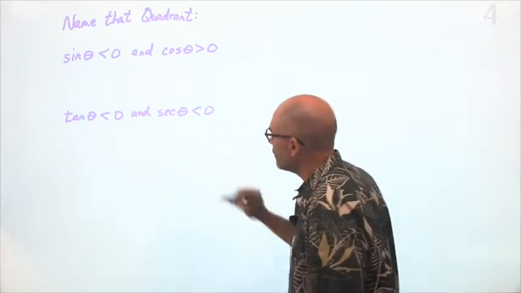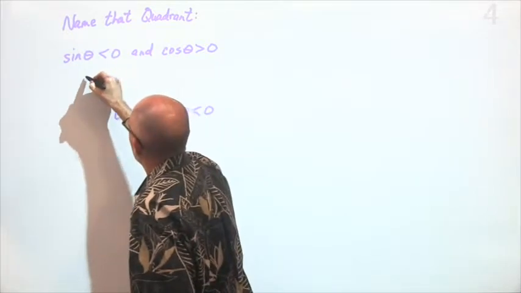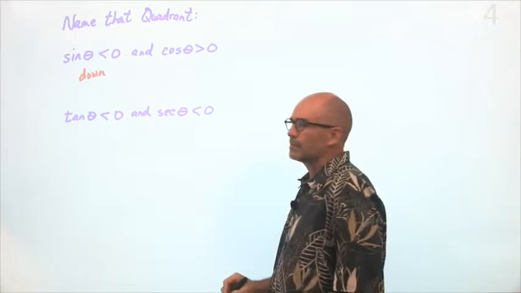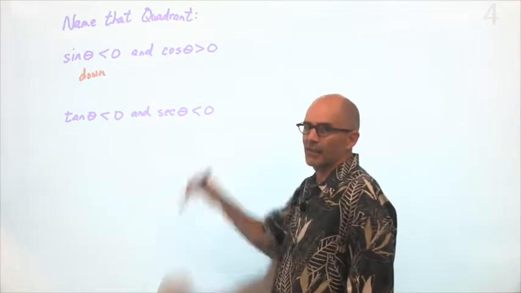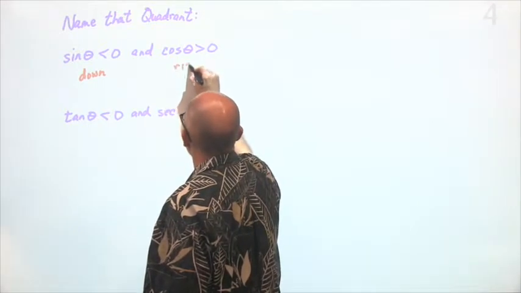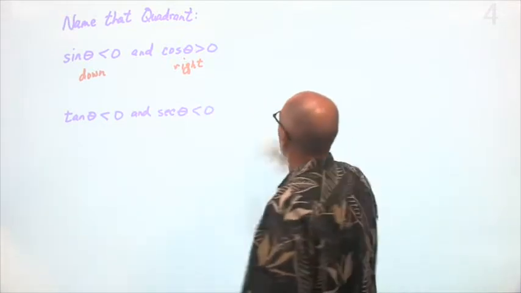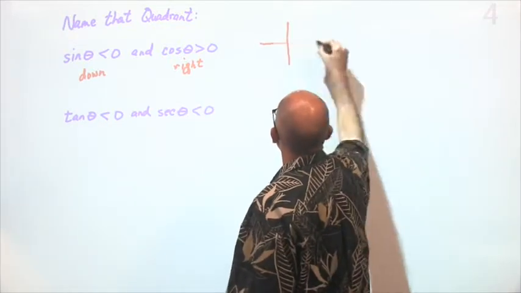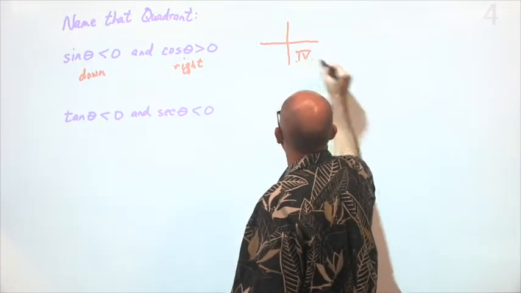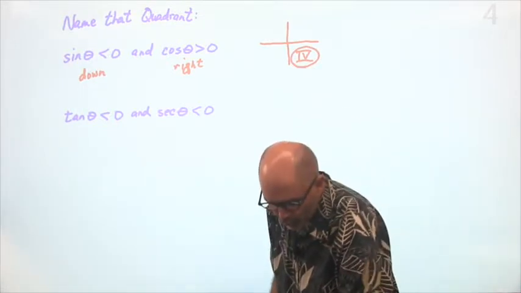All right, think about this. Sine theta is less than 0. That means the angle has to be down, because where sine is negative, you're going down. Cosine is positive. That means it's right. So, if we're down and right, what quadrant is that? Yes, it is quadrant 4.